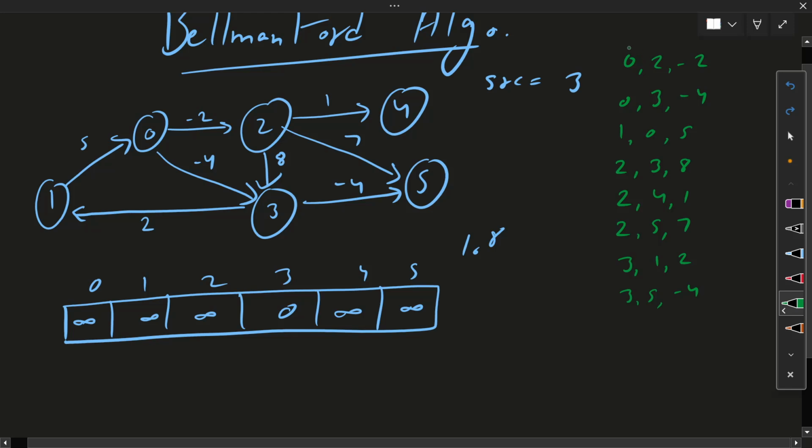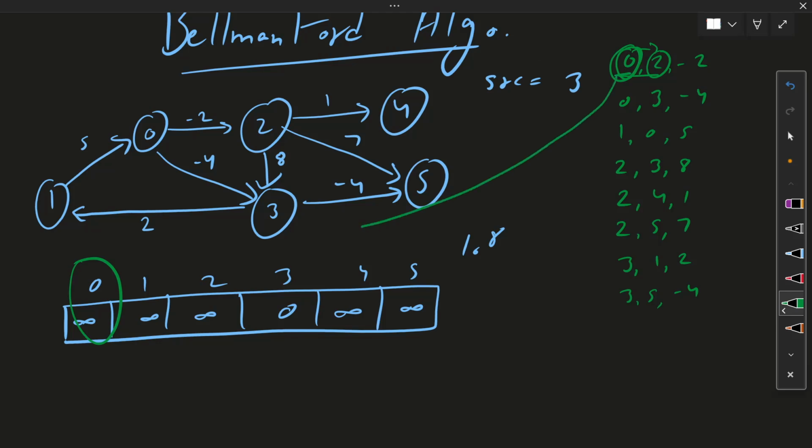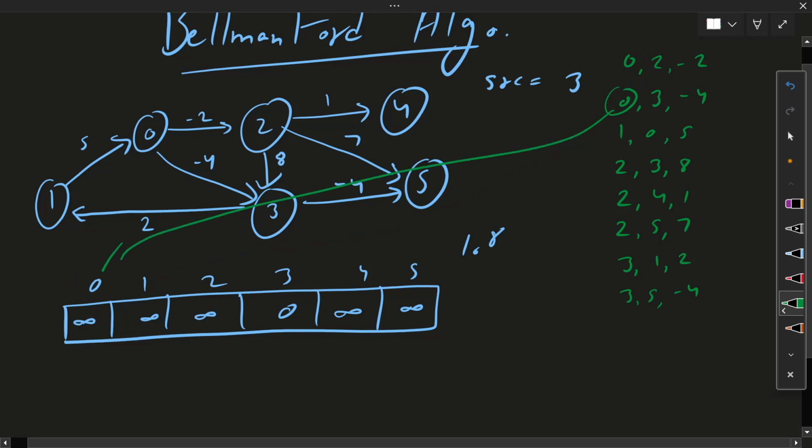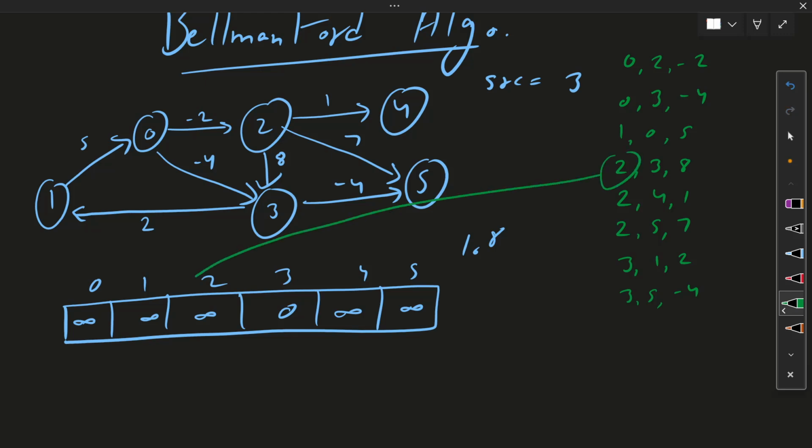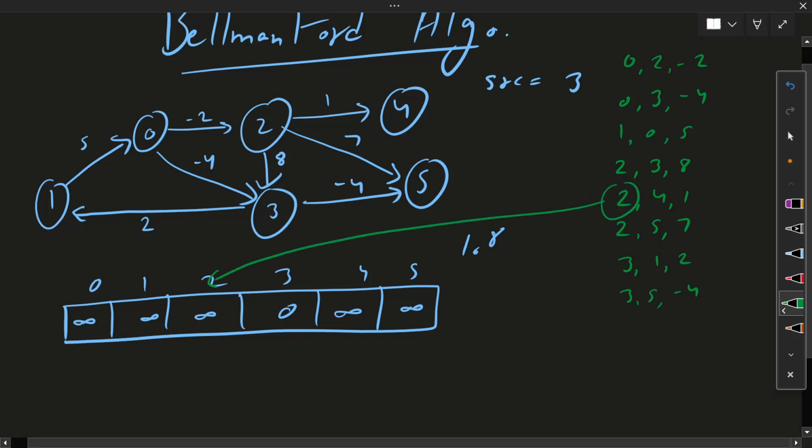So here we have the edges. Starting from 0 to reach 2, we cannot reach 0 now, but we reach it afterwards. Now the value present in 0 is infinity, so we simply ignore it for now. Then again we have 0 with infinity, we cannot reach 0 now. Then we have 1, we have not reached 1 yet. Then 2, we have not reached 2, and again 2 and 2, we have not reached 2.